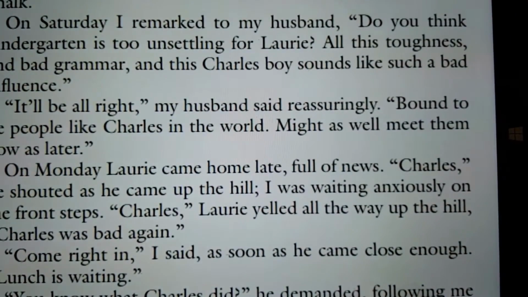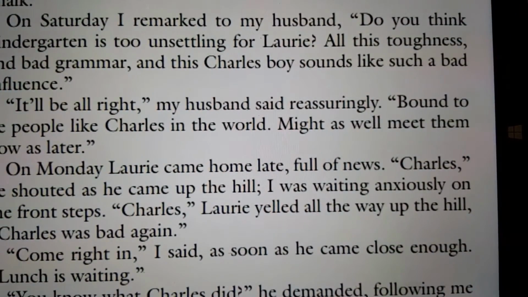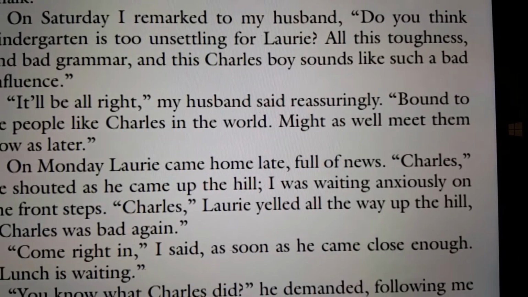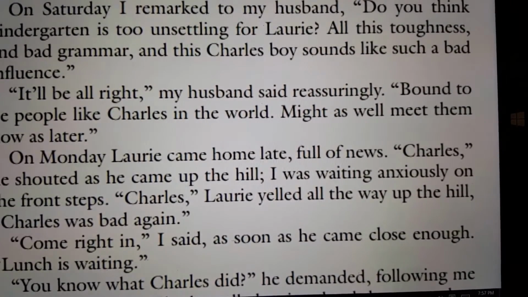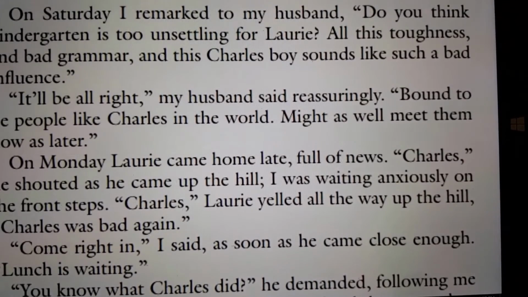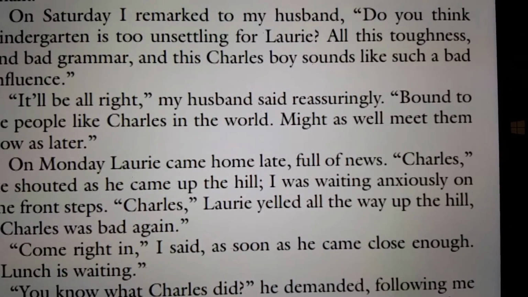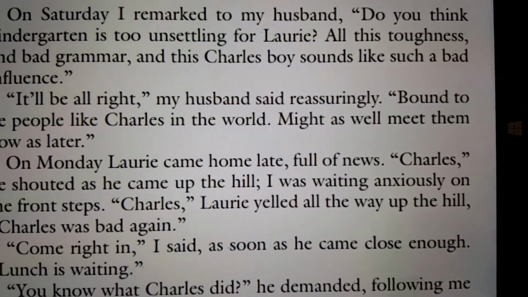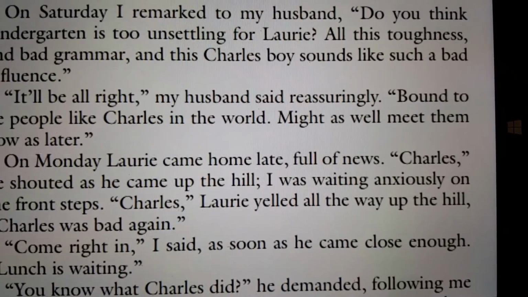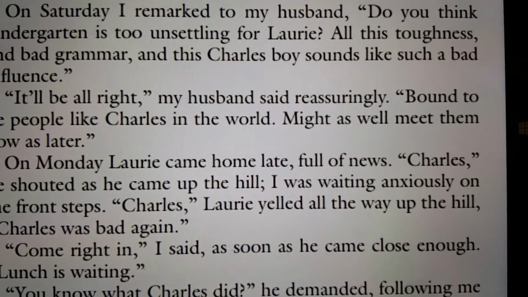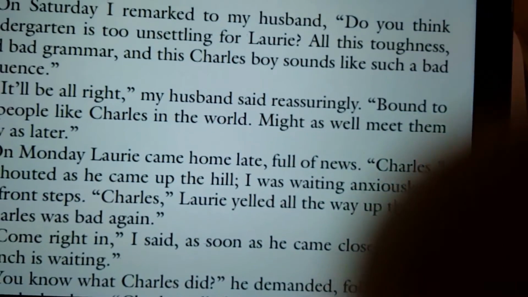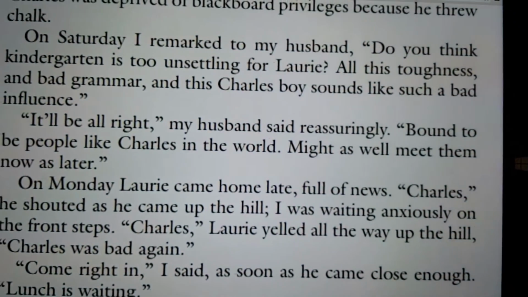And it says, on Saturday, I remarked to my husband, do you think kindergarten is too unsettling for Lori? All this toughness and bad grammar and this Charles boy sounds like such a bad influence. It'll be all right, my husband said reassuringly. Bound to be people like Charles in the world. Might as well meet them now as later.